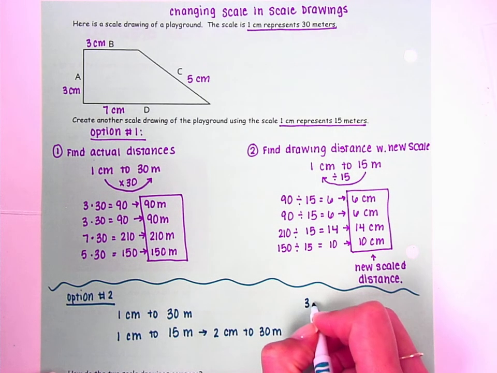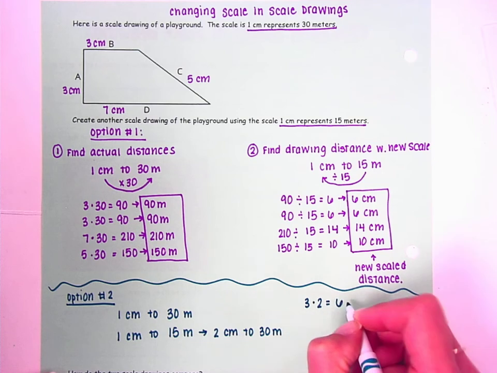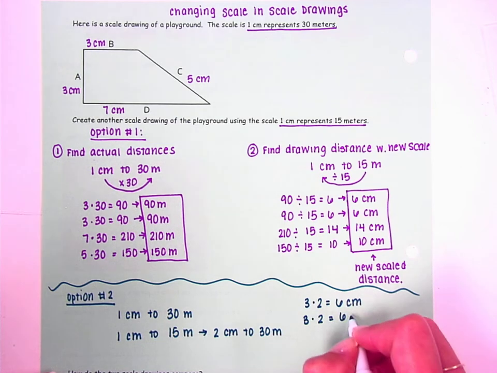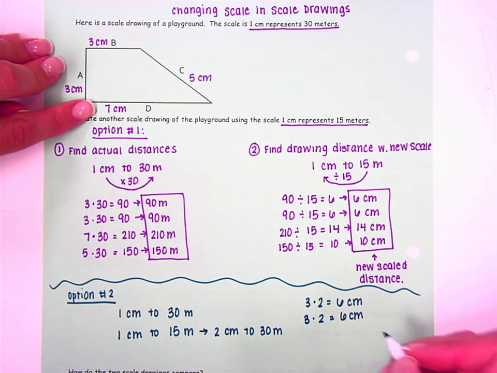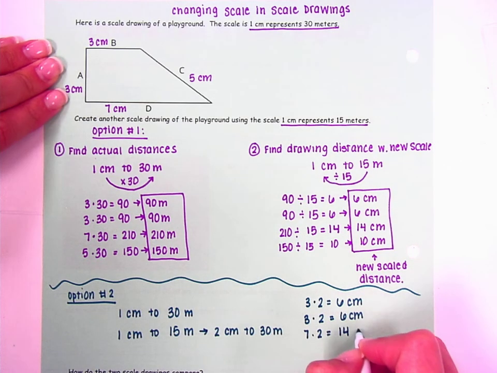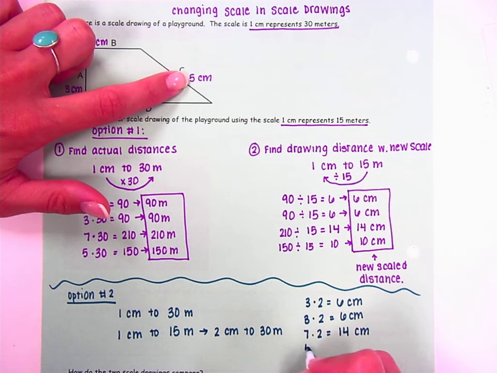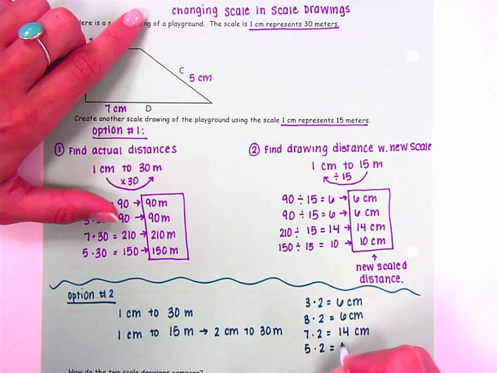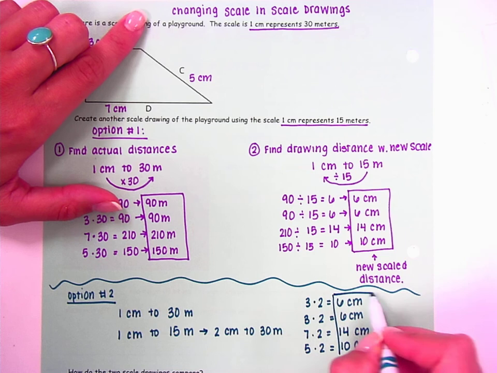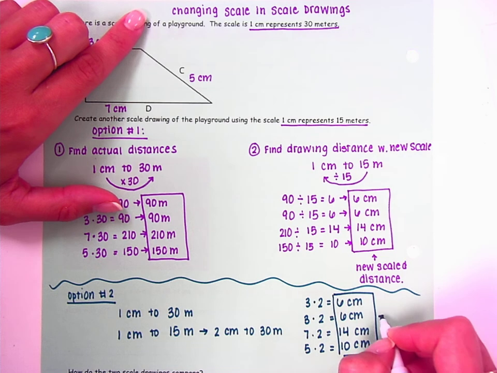So 3 centimeters times 2 is 6 centimeters. 3 centimeters times 2 is 6 centimeters. 7 centimeters times 2 is 14 centimeters. And 5 centimeters times 2 is 10 centimeters. So these, again, are my new scaled distances.